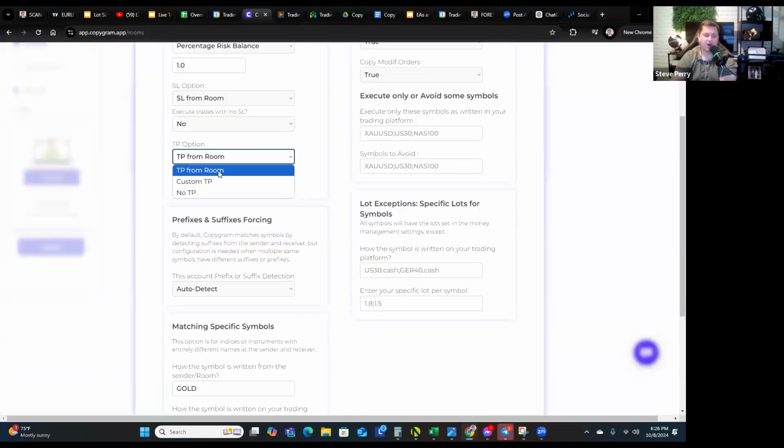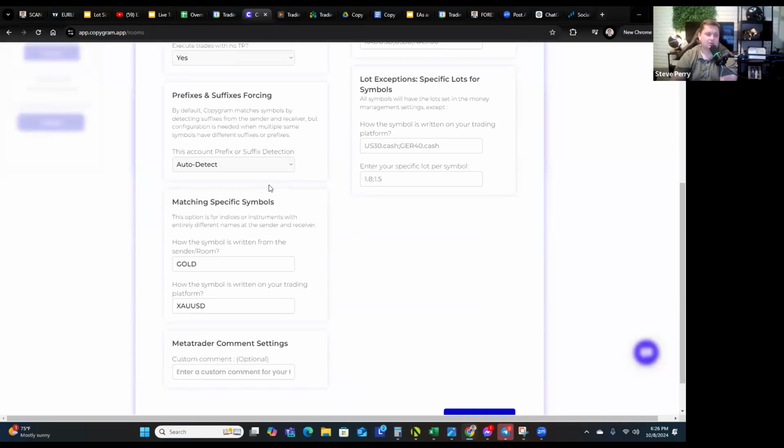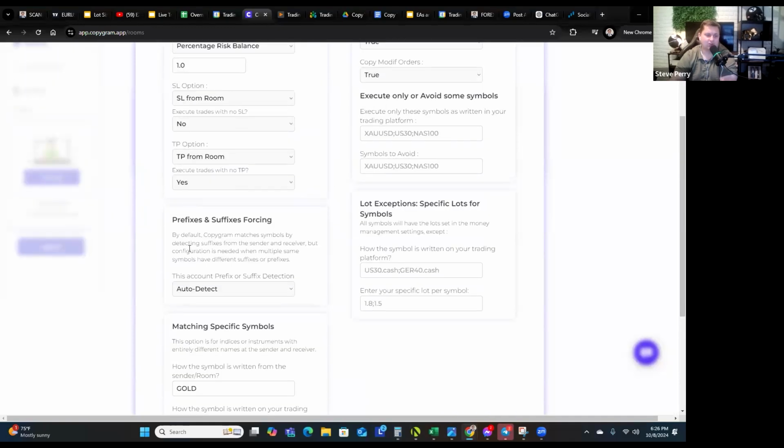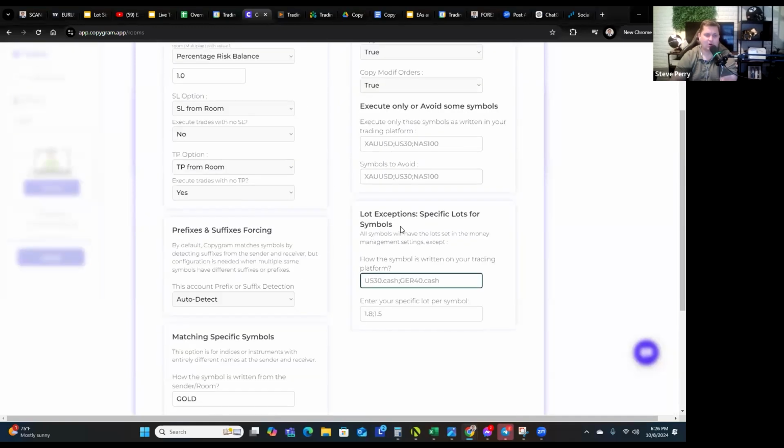Take copy, take profit from room, execute trades with no take profit. That's up to you. I usually put in a trade with a take profit on each of my trades, so that doesn't really matter. I'm not going to worry about this field unless you guys have questions about this part.